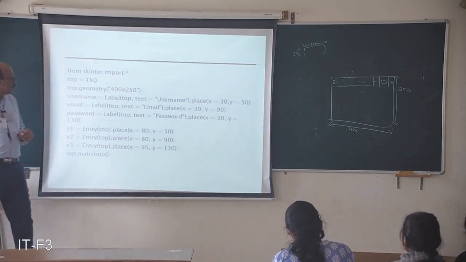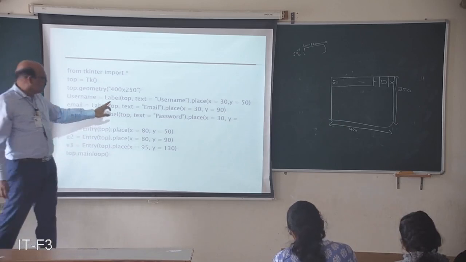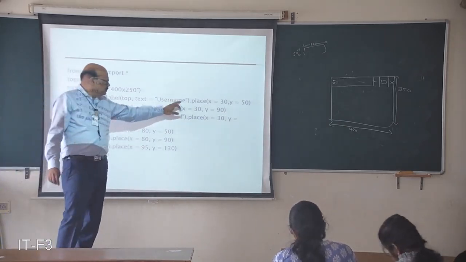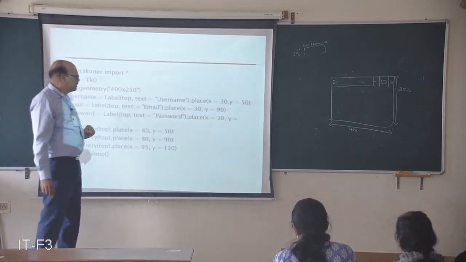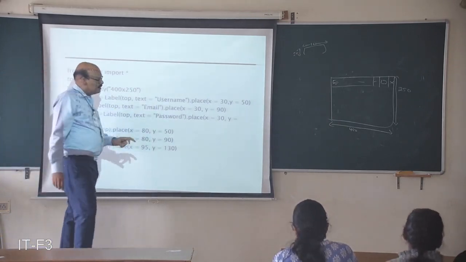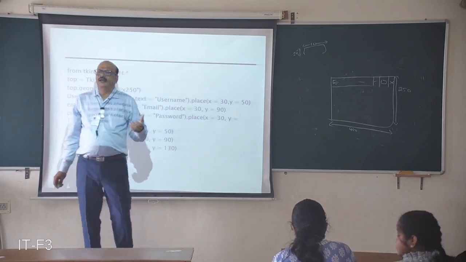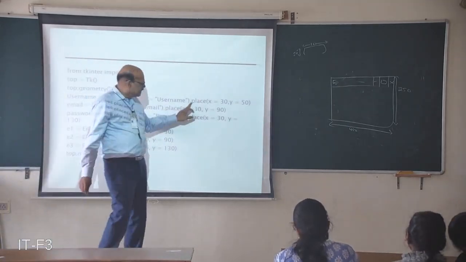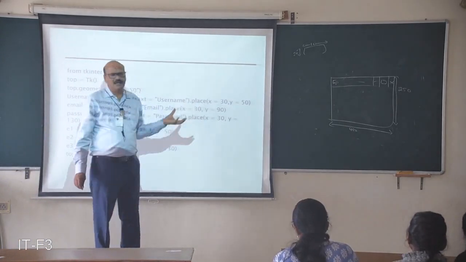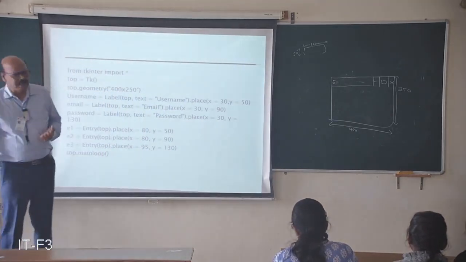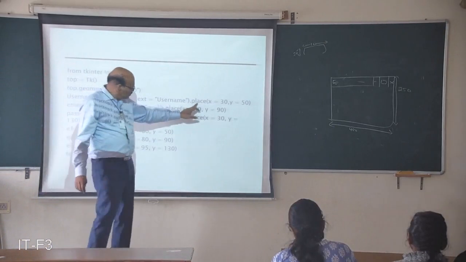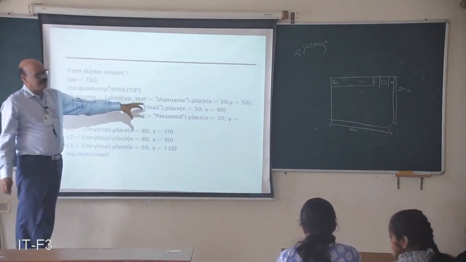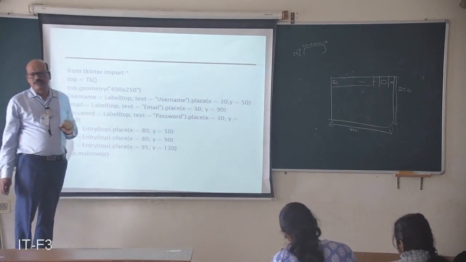double quotes. Now you see what we are doing? We are creating a label with username. Straight away, while creating itself, you can call this. Here I have used a different style of syntax. Otherwise, in the next line, you can also write it as username dot place. That is also right.